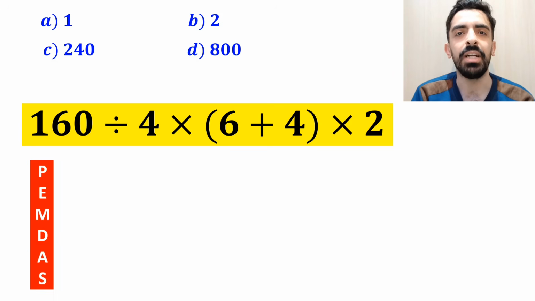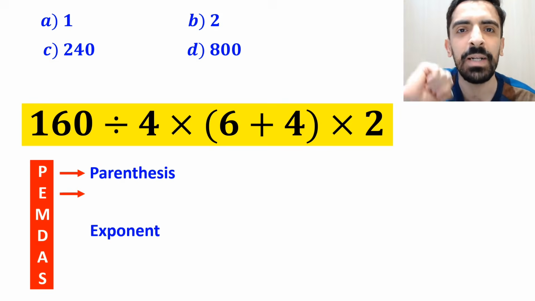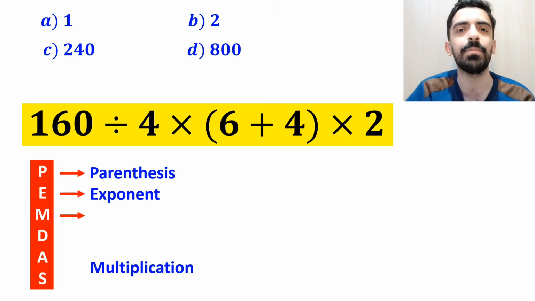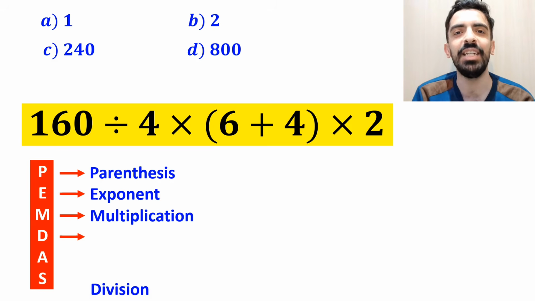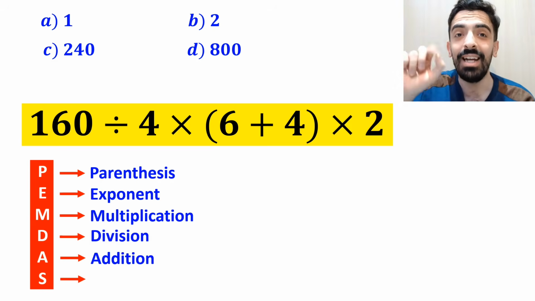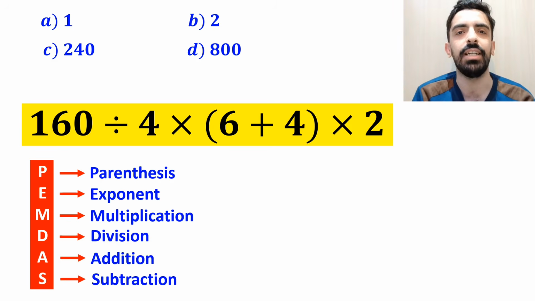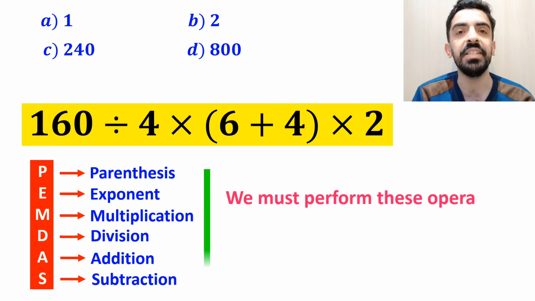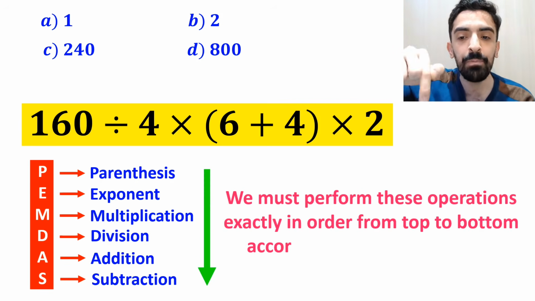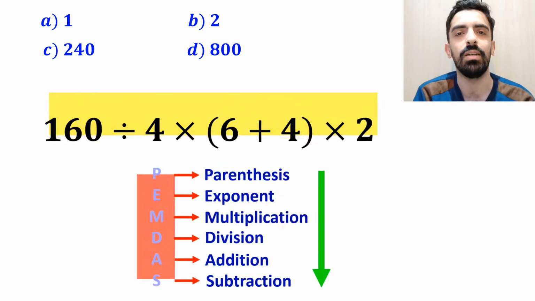To solve this question, we must follow the PEMDAS rule. In this rule, P stands for parentheses, E stands for exponent, M stands for multiplication, D stands for division, A stands for addition, and S stands for subtraction. We must perform these operations exactly in order from top to bottom according to the PEMDAS rule.